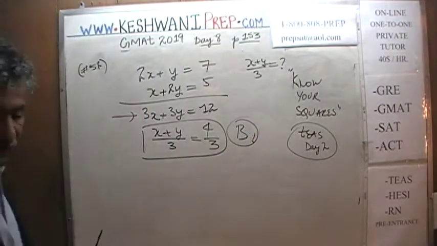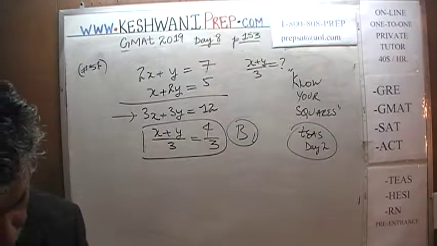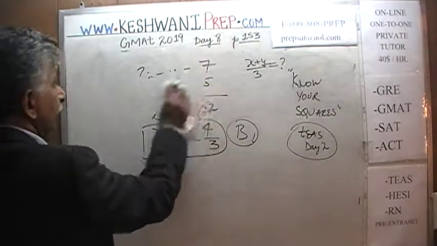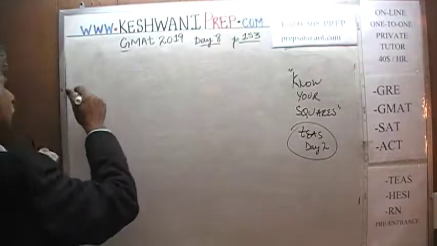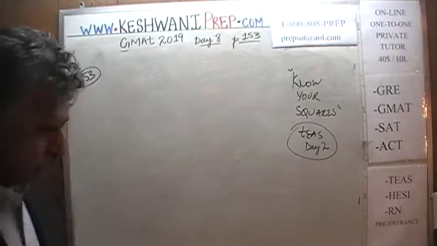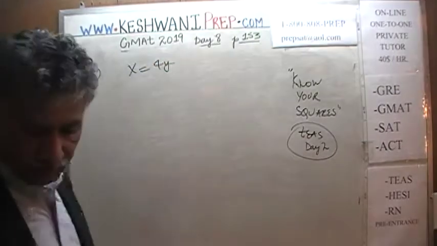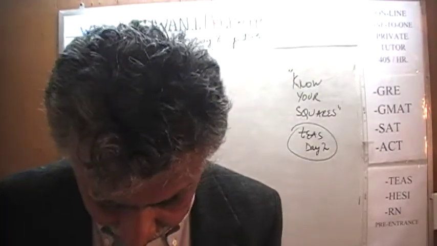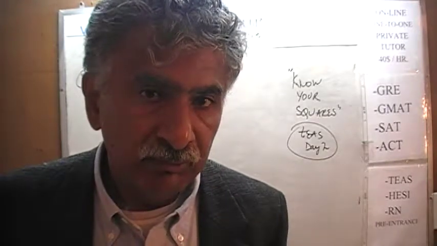Let's move on then. Very last problem. Number 52 on the page, or rather, number 53 on the page. This was number 52. Let's move on to 53. In 53, we are told that x equals 4y. But that's not how they phrase it. I'm being lazy, I'm not going to put everything on the blackboard. It says, city x has a population 4 times that of city y.